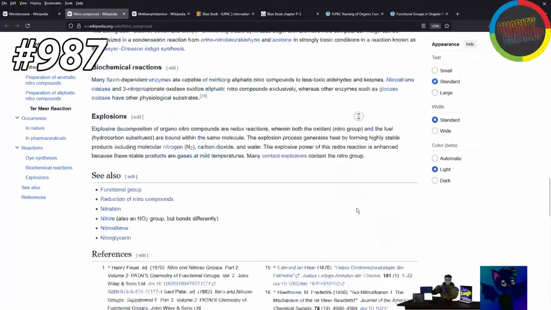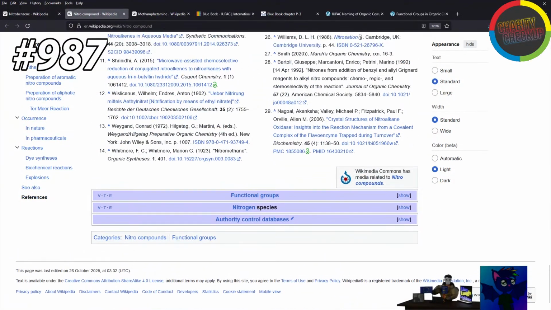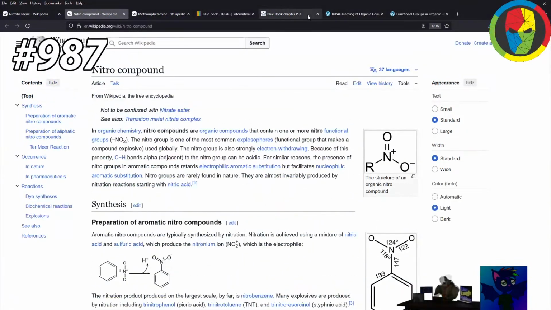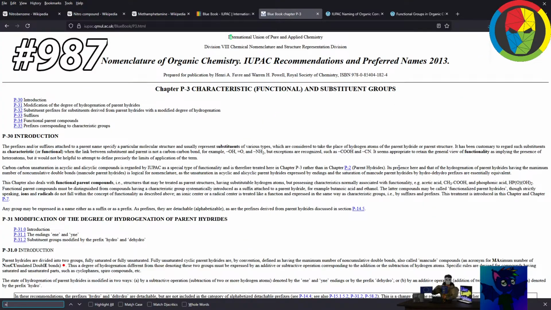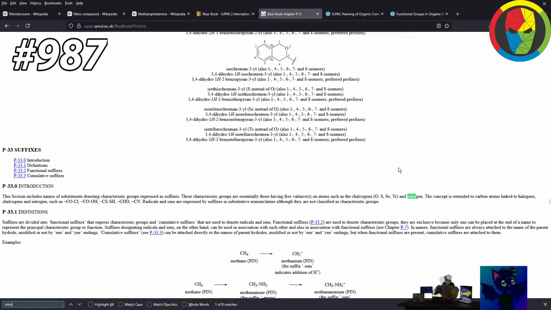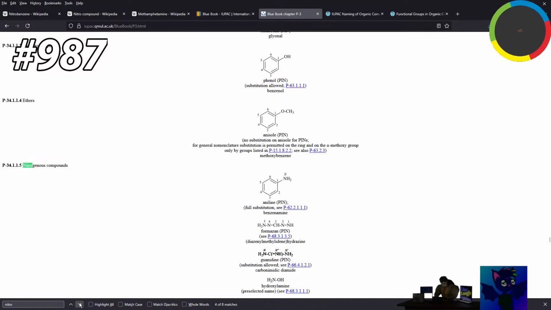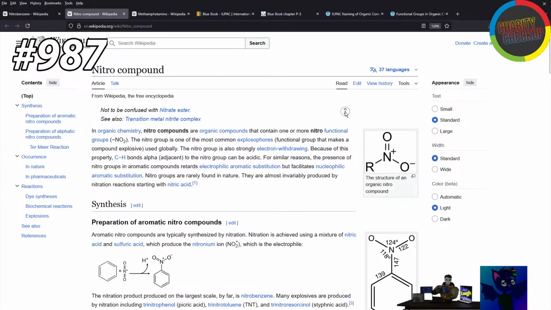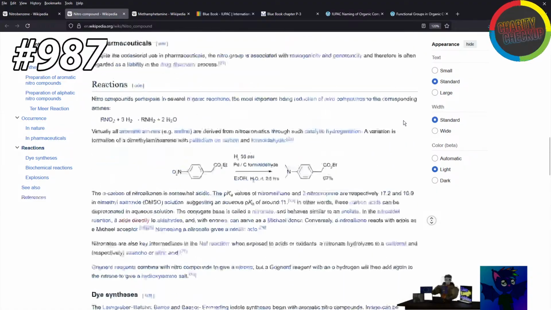Okay, I'm gonna start with Wikipedia, because if you're looking for a specialized source of knowledge on something like a functional group, then... Well, the Blue Book isn't gonna give us much in this case, because it's more about functional groups in general, rather than a specific functional group. But then once we're done with this, we can go to the sources, we can check up all the other stuff.